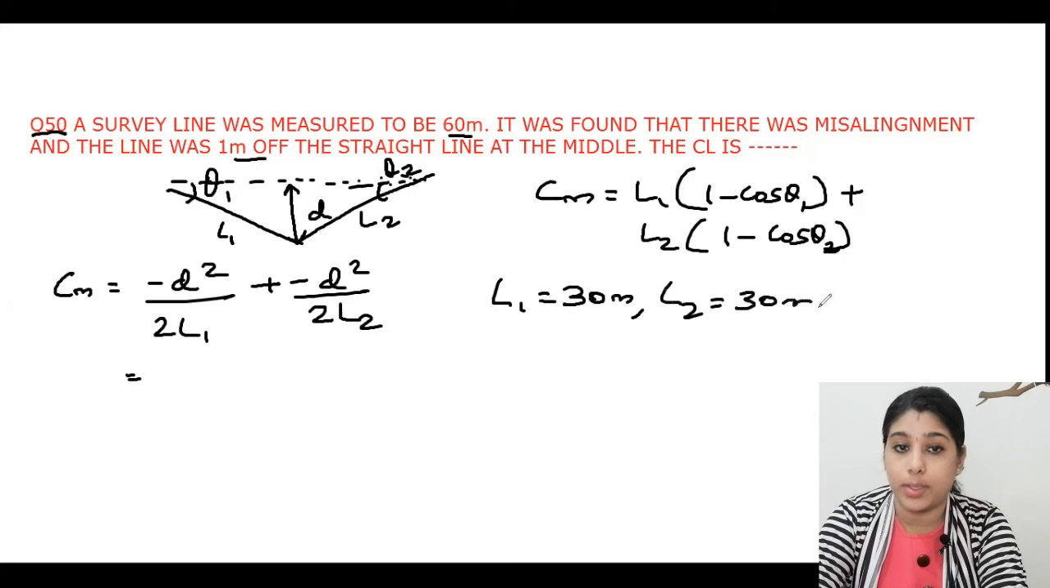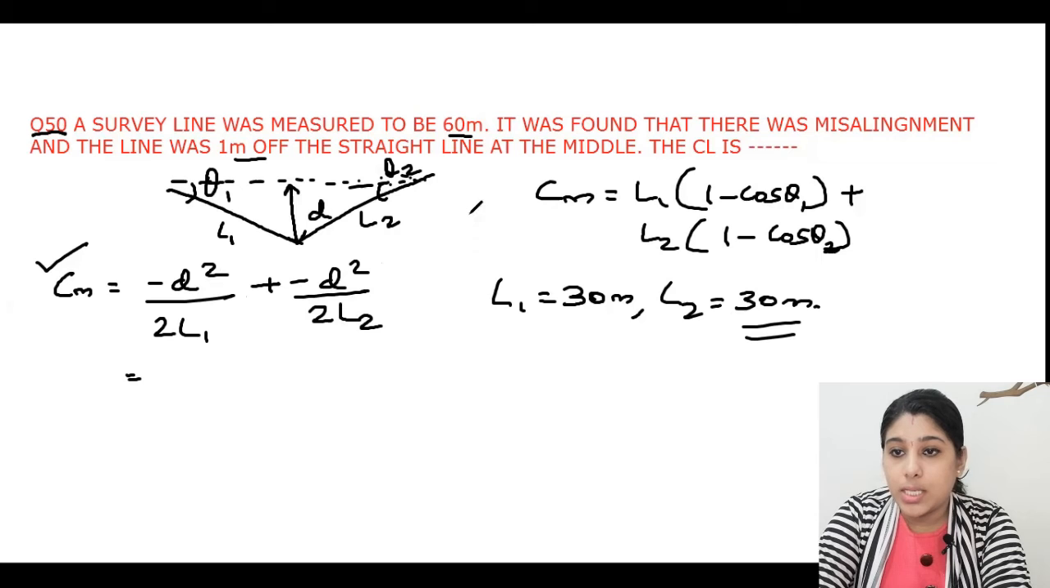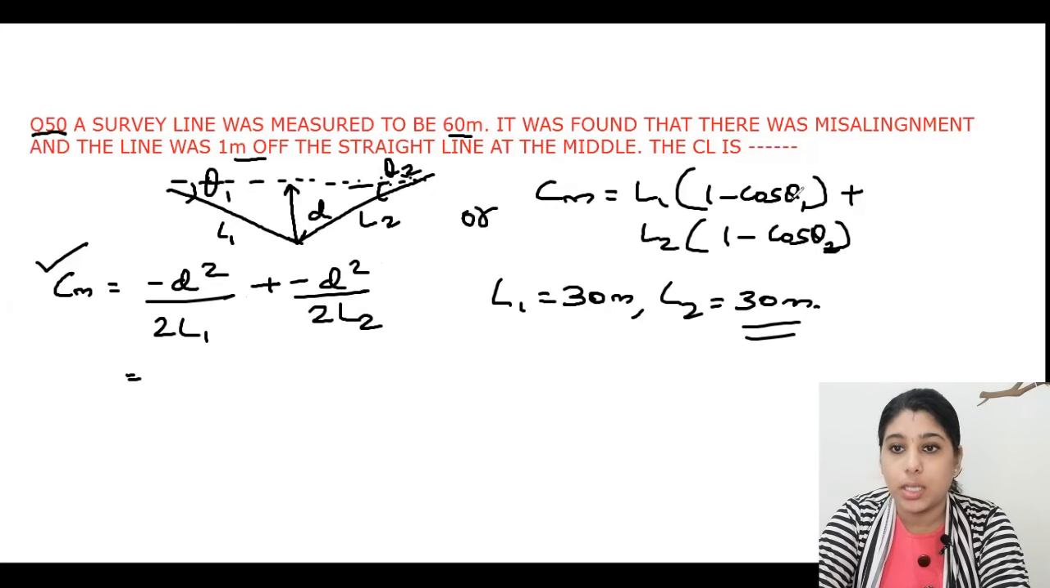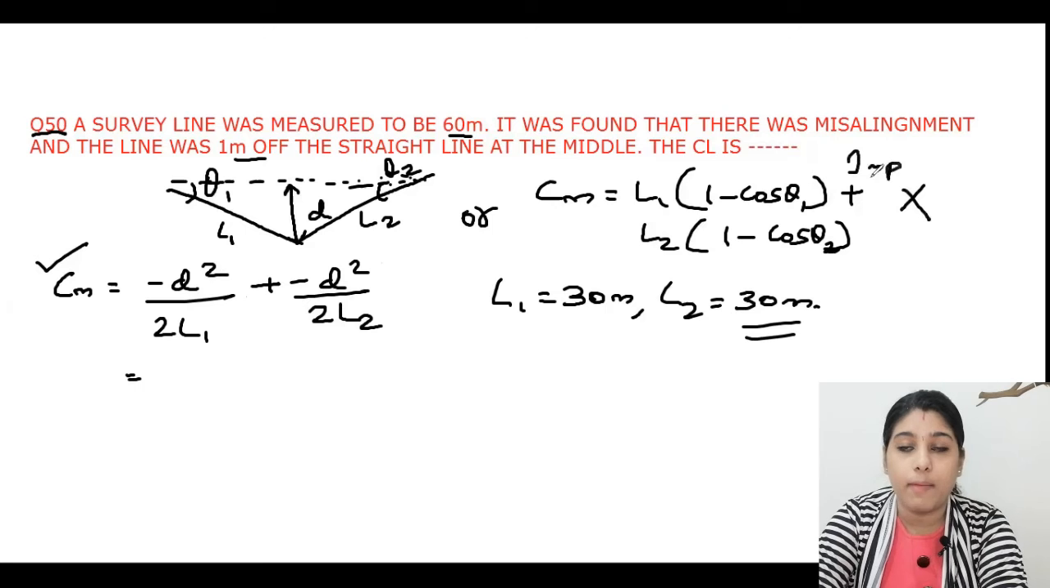So there are two equations to find misalignment. The first is minus d square by 2 L1 plus minus d square by 2 L2. Or if theta 1 and theta 2 values are given, there is a different equation, that is L1 into 1 minus cos theta 1 plus L2 into 1 minus cos theta 2. But as theta value is not given here, we are not going to use this equation.